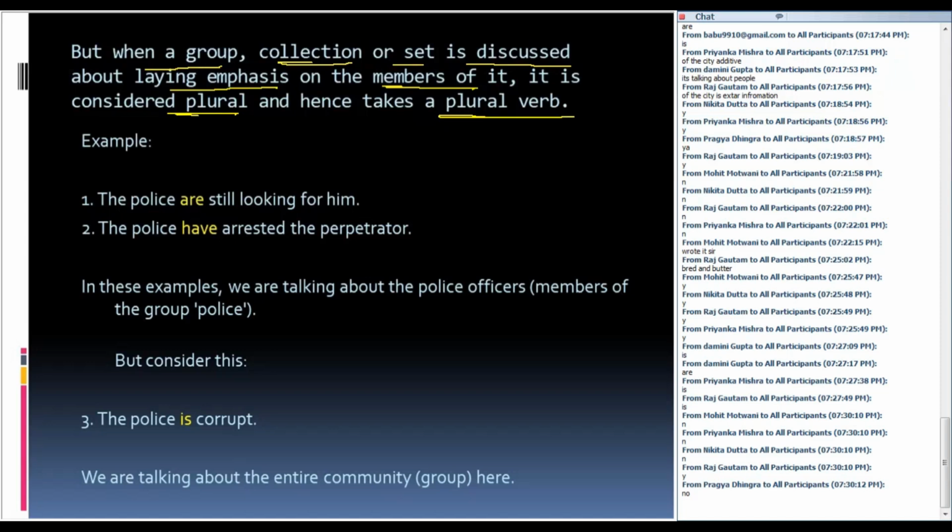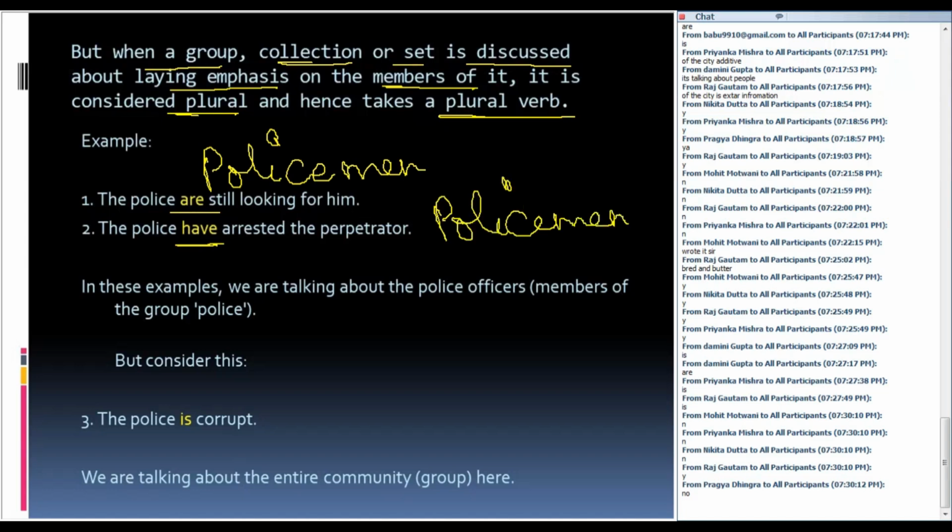For example, when you say, the police are still looking for him, that means you're talking about the policemen. You're not talking about the police force as a whole. You're talking about policemen. The police have arrested the perpetrator. You're talking about policemen and not the police force as a whole. So in the above two examples, we are talking about the police officers. But when I say the police is corrupt, then I'm talking about the group, the entire group called police.